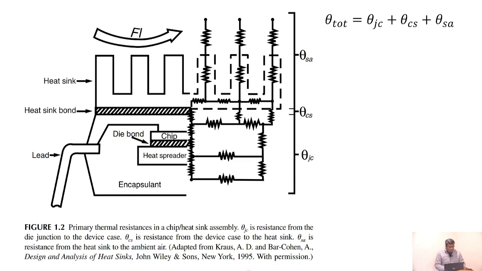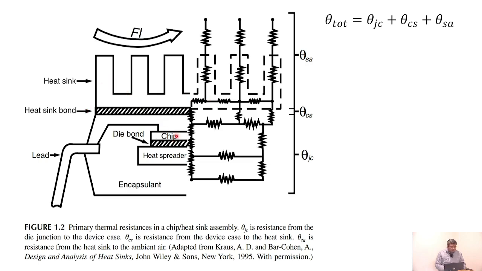I picked this up from some other book, this is taken from the book by Kraus and Bar-Cohen, Design and Analysis of Heat Sinks. So from the name, you can make out that this is a very practical applied thing, right? So what do we have here? We have a chip, and then there is some bonding material, and then we have some heat spreader. There's some lead, there is some encapsulant, okay? And then on this side, you have this heat sink.